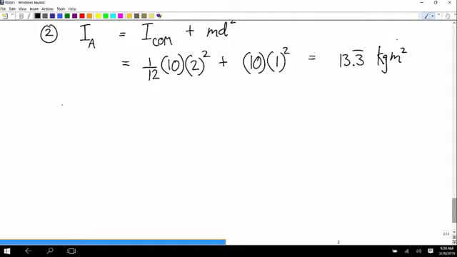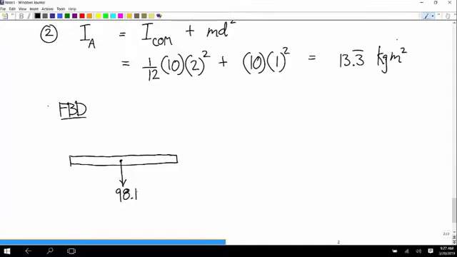Step 3, free body diagram. Okay, so what forces do we have acting? There's a weight force, and we can always treat that as acting at the center of mass. The weight is 10 kilograms times 9.81 meters per second squared. So 98.1 newtons down.